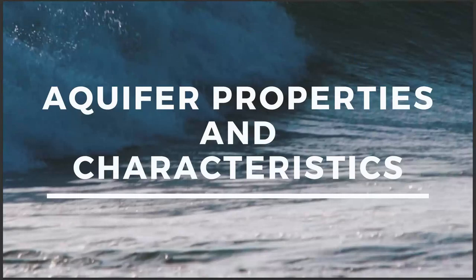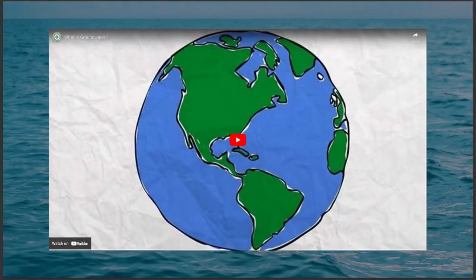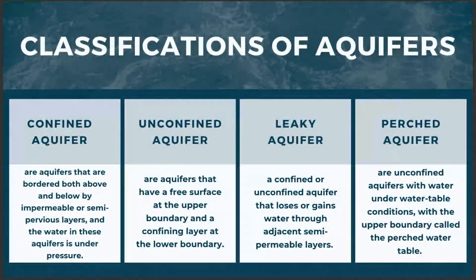And then ito, very important, the different aquifer properties and characteristics. So there are different classifications of aquifers. So as I've said, meron tayong confined, bale, confined, no, from the word itself, it is bounded by two layers. So pwede siyang impermeable, pwede ding semi-impervious. Pag sinabi mong unconfined aquifer, merong free surface sa upper boundaries. Ibig sabihin, above it is merong surface ng tubig. No? And then meron ding confining layer sa baba, pwedeng clay, pwede din namang sandy clay.